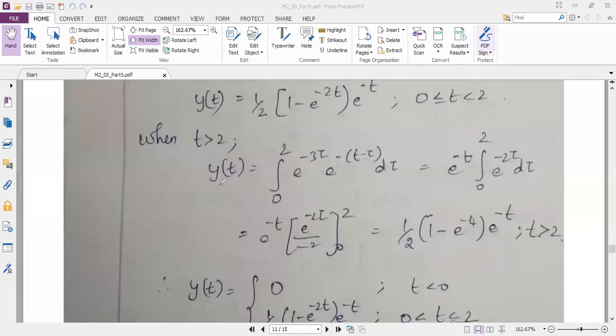Ambika, what is the answer, ma'am? Did you try it? Yes, ma'am. I think except the limits, you don't have any change, right? So, can you tell me the answer? Half into 1 minus e power minus 4 into e power minus t. Okay, this was the answer you got, right? After integrating. Yes, ma'am. Okay, fine.